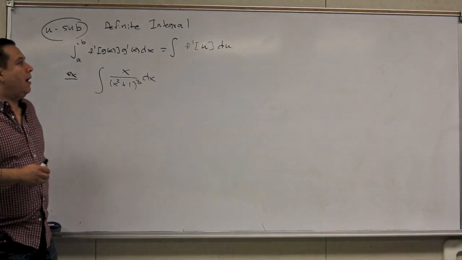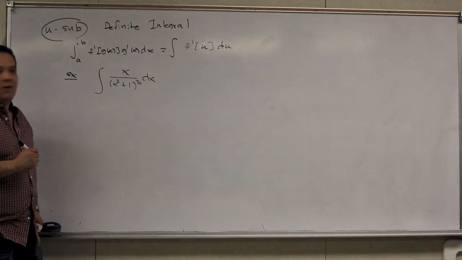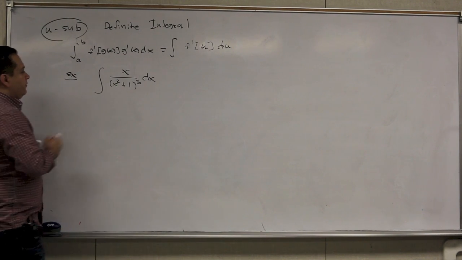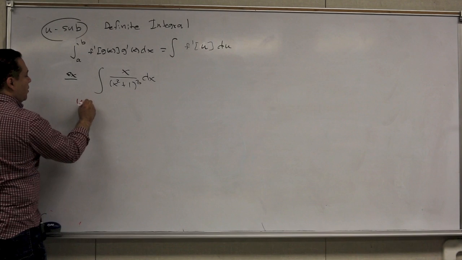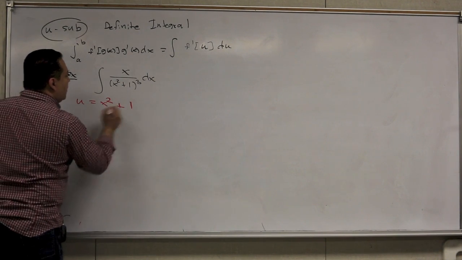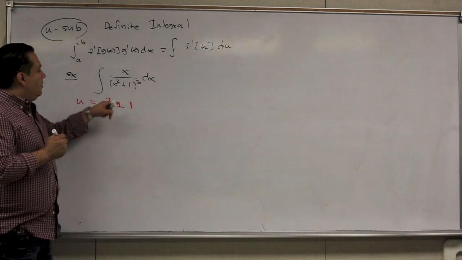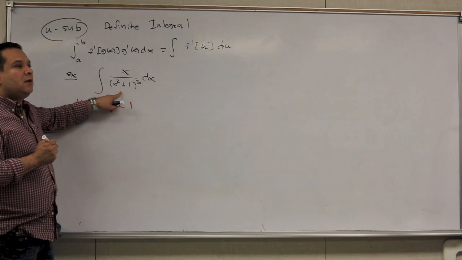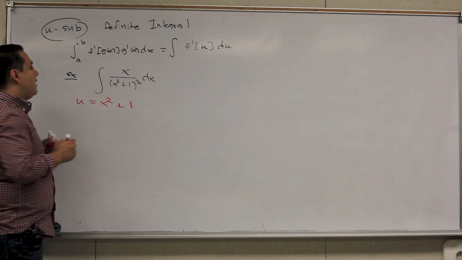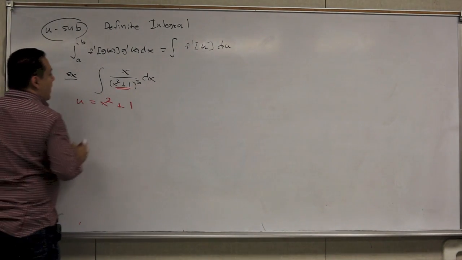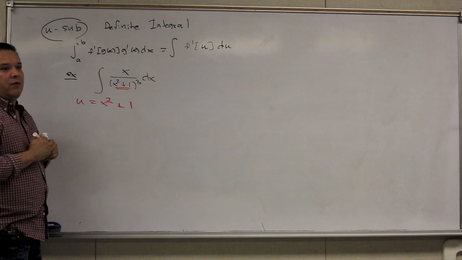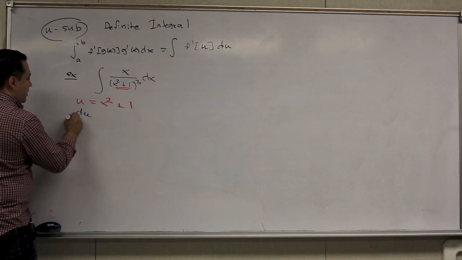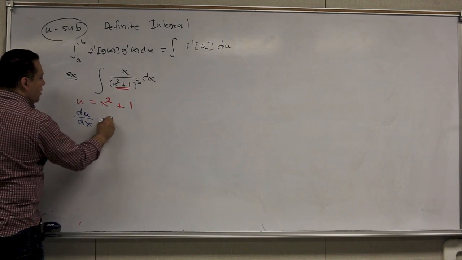So let me ask you, what is your u going to be again? U is going to be the x squared plus 1. Why do we want u to be that x squared plus 1? In some sense, that's the inside function. Composition of functions, it's in your parentheses. This is the inside function, so we start with that. This is our u, but once you get u, what else do you get? You've got to find du dx. So du dx is going to be 2x.